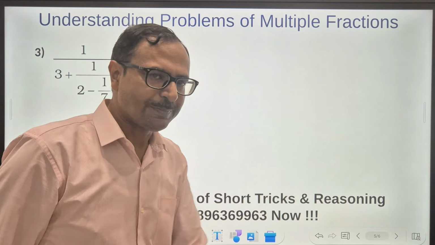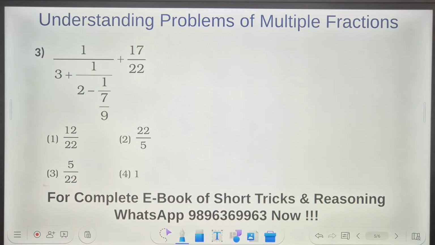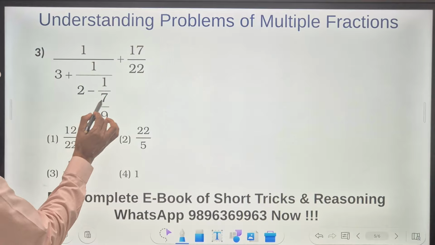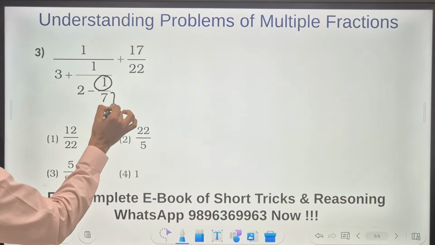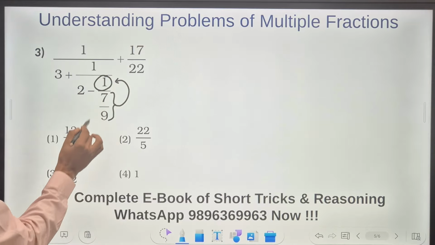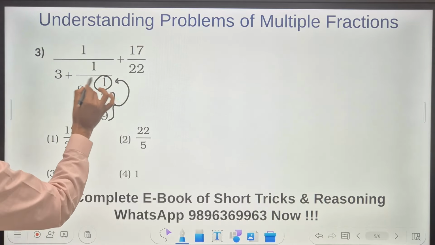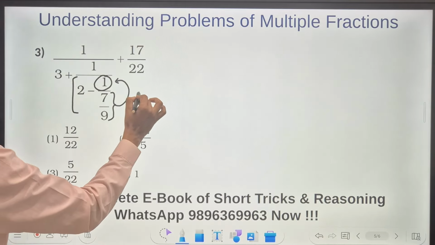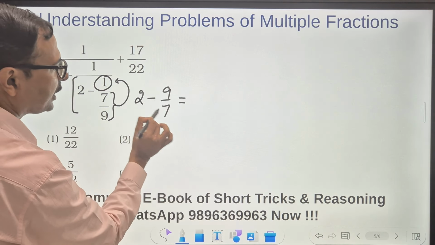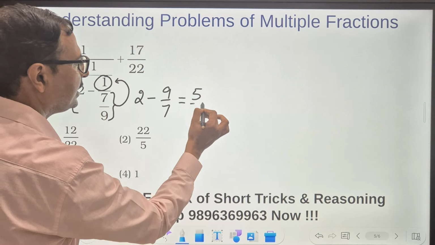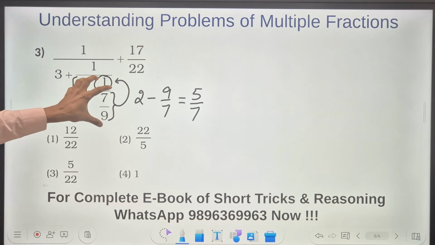Let's see one more question. See, here also the things remain the same, the basics, but there is a minus sign. So we need to be a little careful here. Now this fraction 7 by 9 is in 1 upon. So obviously when it goes in the numerator, it will get flipped. So this part will become 2 minus 9 by 7, which is 14 minus 9, 5 by 7. So this is 5 by 7.